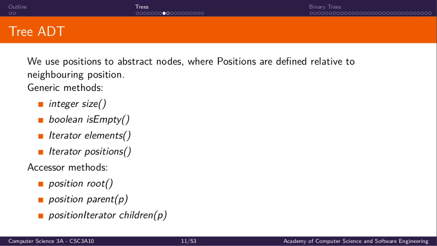Then accessor methods, root, which returns to us the position that stores the root, so a reference to the root. Parent of P, given a particular position within our tree, returns the parent of that one. And children of P, this will be a position iterator, because now we don't necessarily have a single child, we can have multiple children of P. And so that should return to us some scannable collection of the children of P.